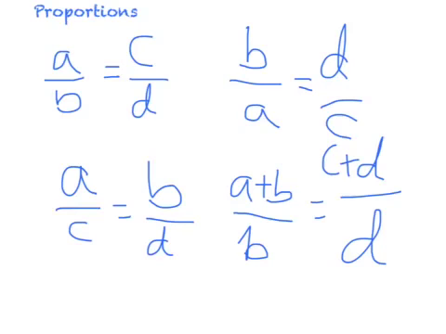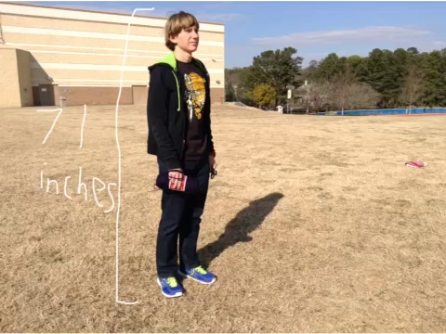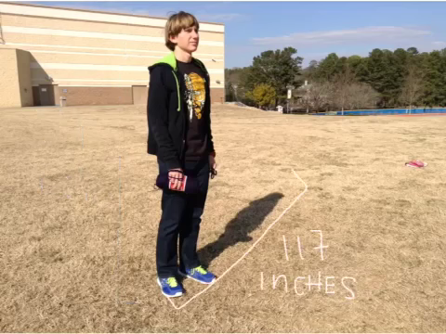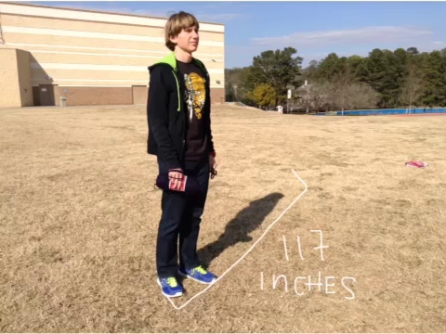A proportion is two fractions or ratios that are set equal to one another. You can check to see if they're equivalent by cross-multiplying. We measured my height and found out that I was 71 inches tall. We measured the length of my shadow and found that I was 117 inches.